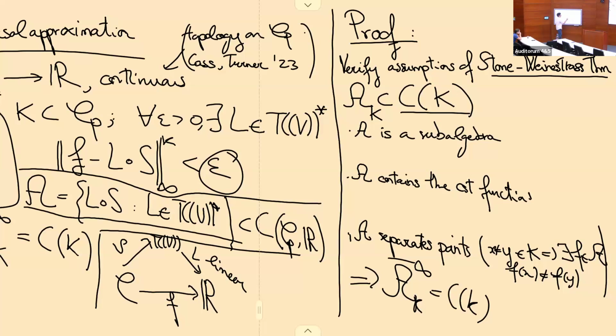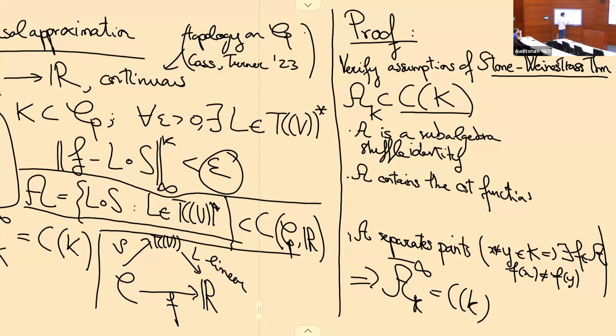Why is this a subalgebra? Well, because of the shuffle identity. I take two linear functionals on the signature of a path and multiply them pointwise, and I get another linear functional that acts on the signature, which is the shuffle of the two. So it is a subalgebra of the algebra of continuous functions.